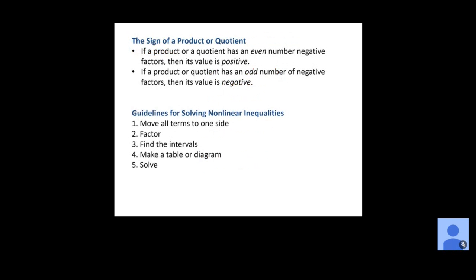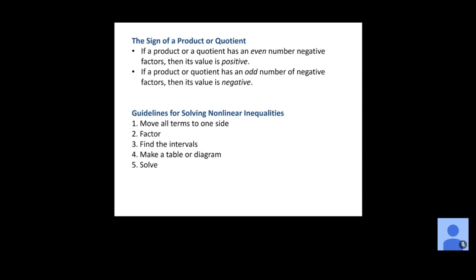All right, now the sign of a product or a quotient. So as long as a product or quotient has an even number of negative factors, then the value is going to come out positive, okay? Because if we multiply or divide an even number of negatives, we're going to get a positive value. If a product or quotient has an odd number of negative factors, then the value is going to be negative instead.